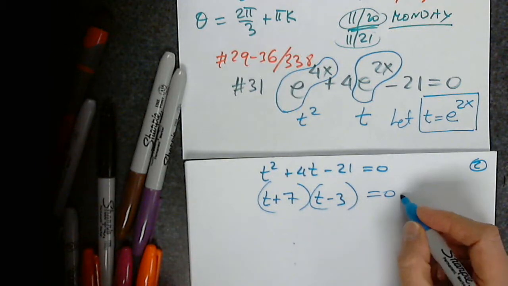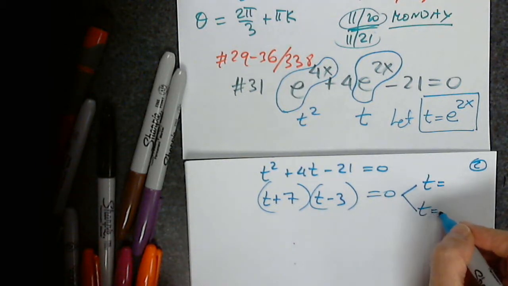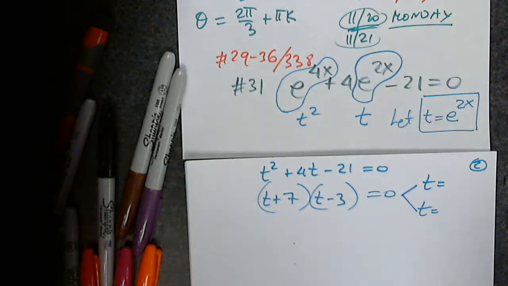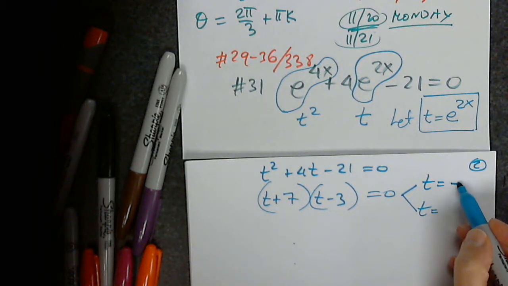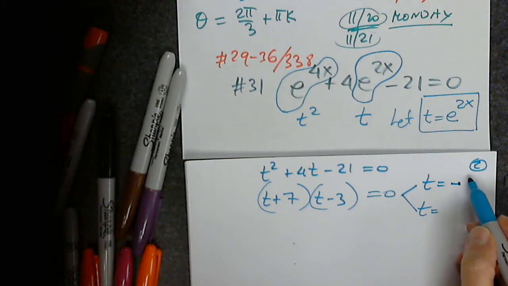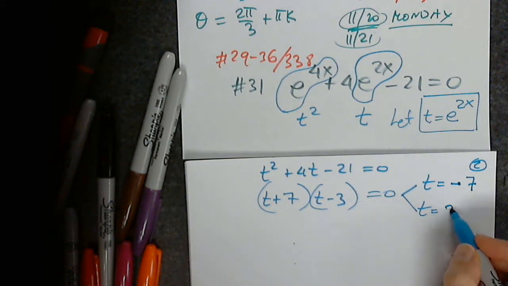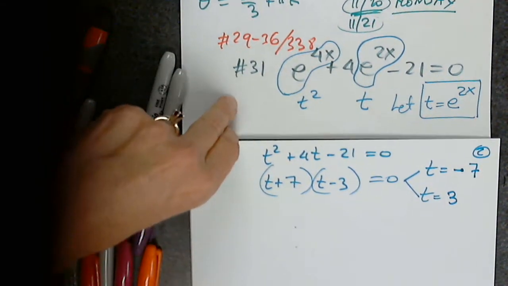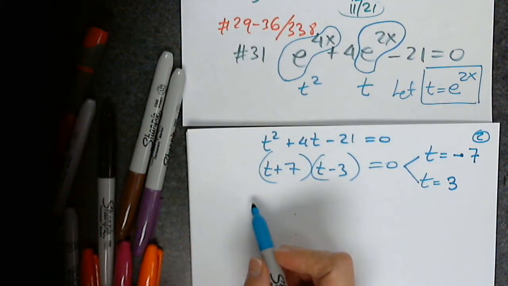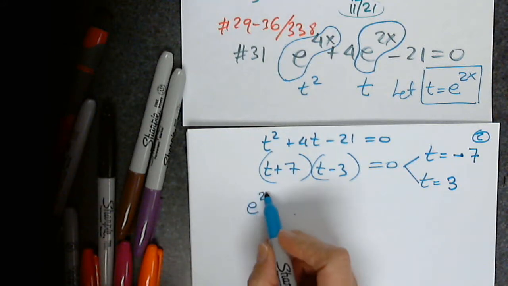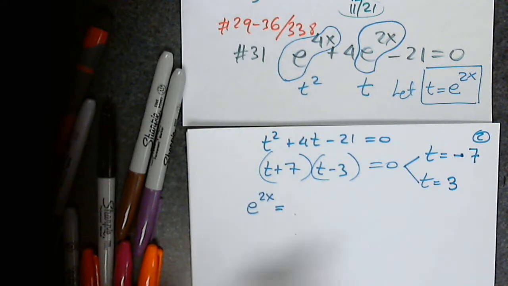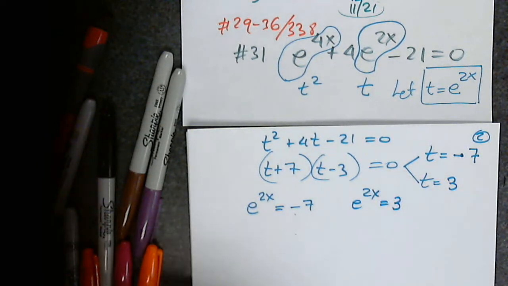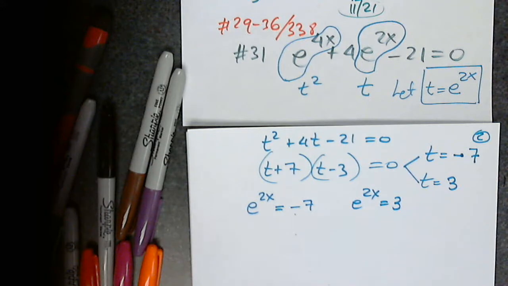Very good. So then we do have two values of t. Those values of t are t equals 3 and t equals negative 7. So now we created two new equations. Can anyone give us those two new equations? e to 2x equals negative 7, and e to 2x equals 3. Excellent.